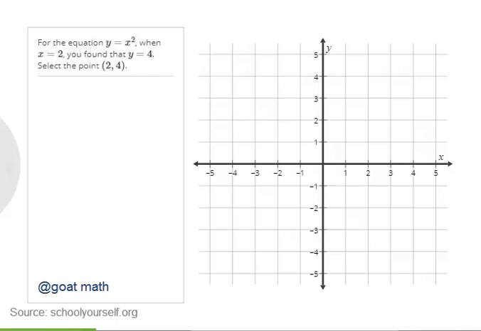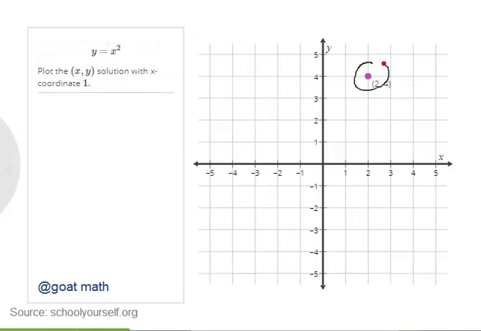So for the equation y equals x squared, when x equals 2, y equals 4. So then (2, 4) should be one of the points on our graph. Go ahead and plot this point. Great, so (2, 4) is over here.